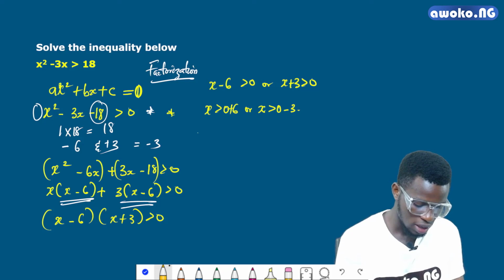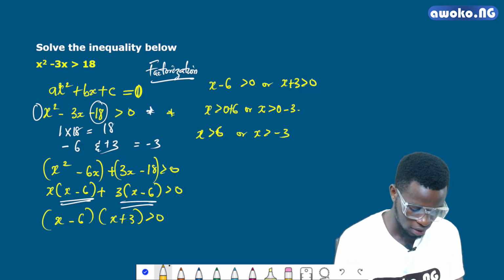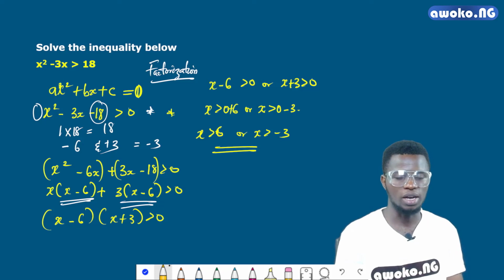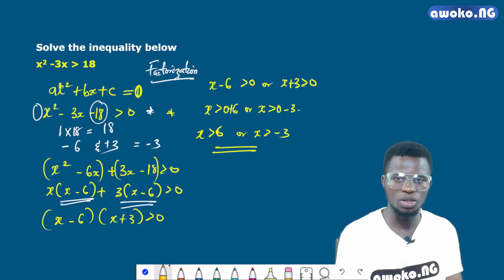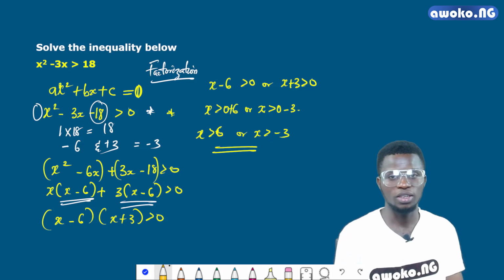So this gives us x is greater than 6 or x is greater than minus 3 as the final answer. So these are the values of x, or the range of values of x, for this particular inequality.